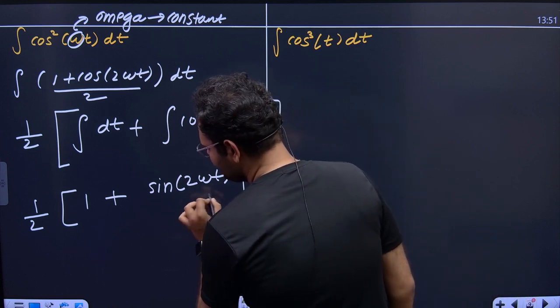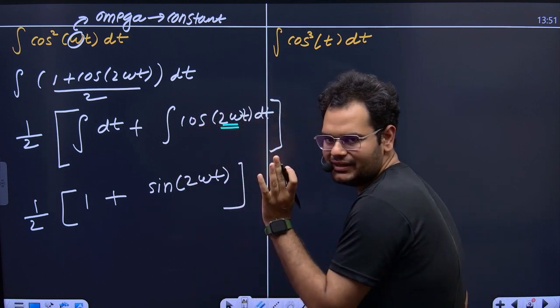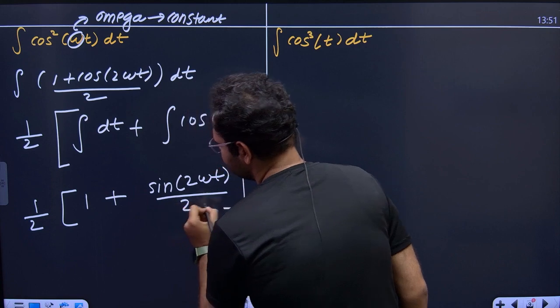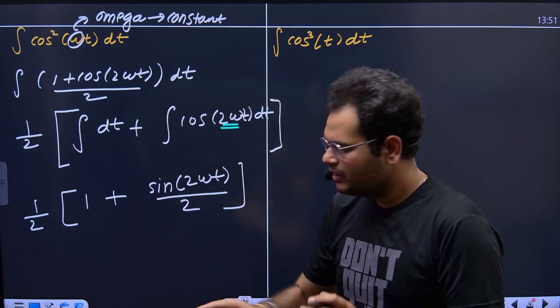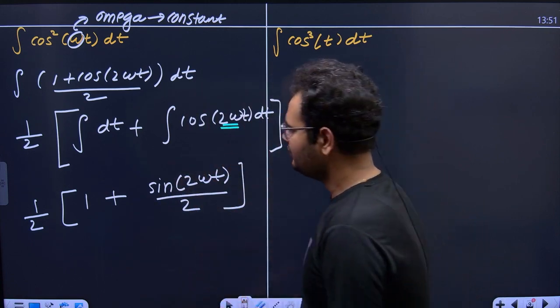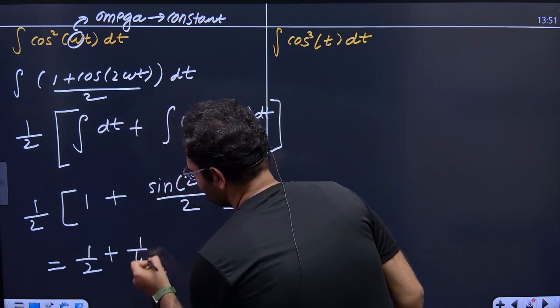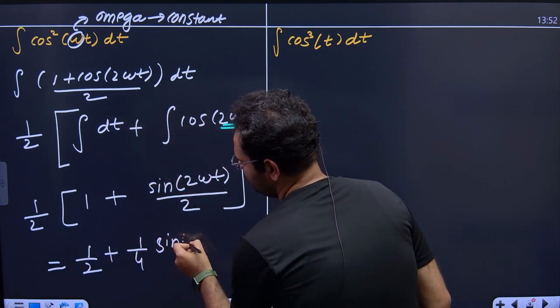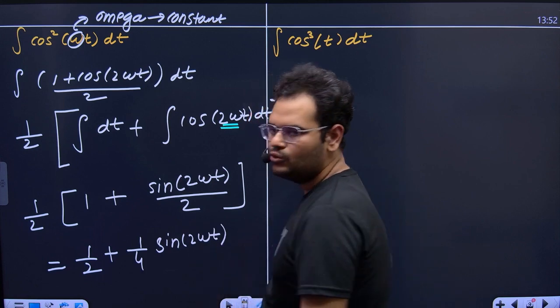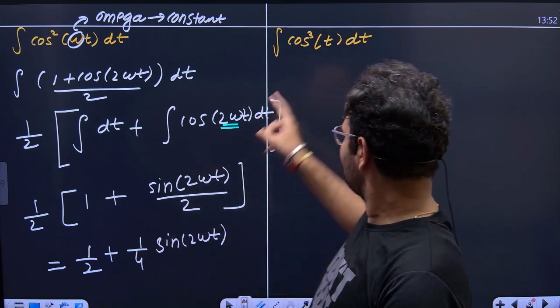Sir, where in denominator? Whatever part we are integrating, it will come here. Are you getting it? You multiply, you get the answer. I will write the final answer. So half into 1 is 1 by 2, plus 1 by 4 sine 2 omega t. Cool. Let us solve this question then.